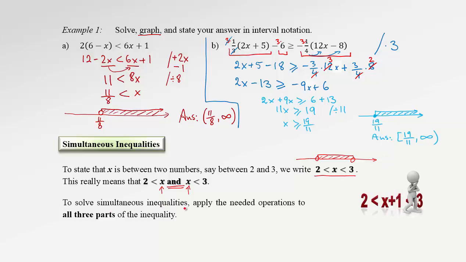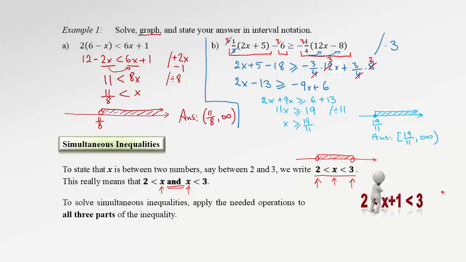To solve such simultaneous inequalities, we apply the same type of operations as if we would solve just regular inequalities, for example, adding or subtracting to both sides the same quantity, or multiplying or dividing both sides of the inequality by the same value, except that if the value is negative, we switch the inequality. Now we do exactly the same, but we apply those operations to all three parts of this inequality at the same time. So, for example, how would we solve these simultaneous inequalities?